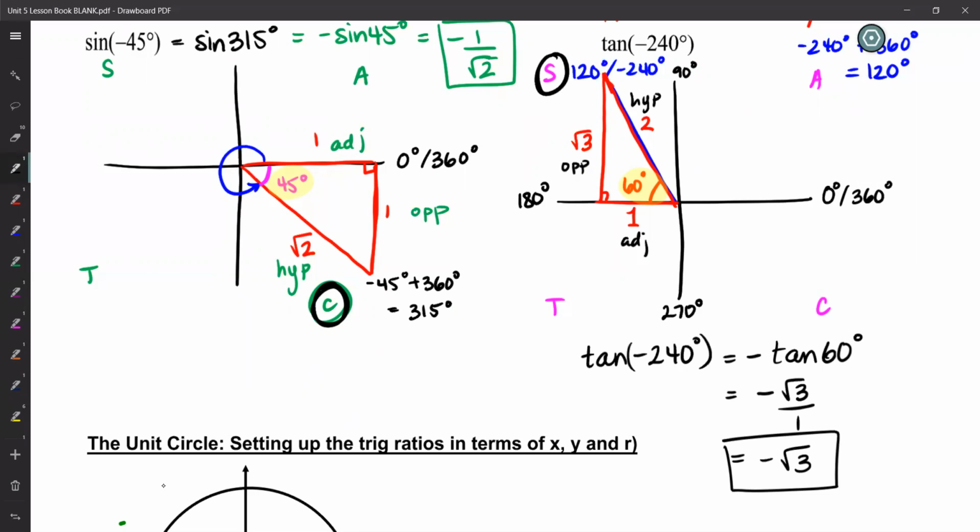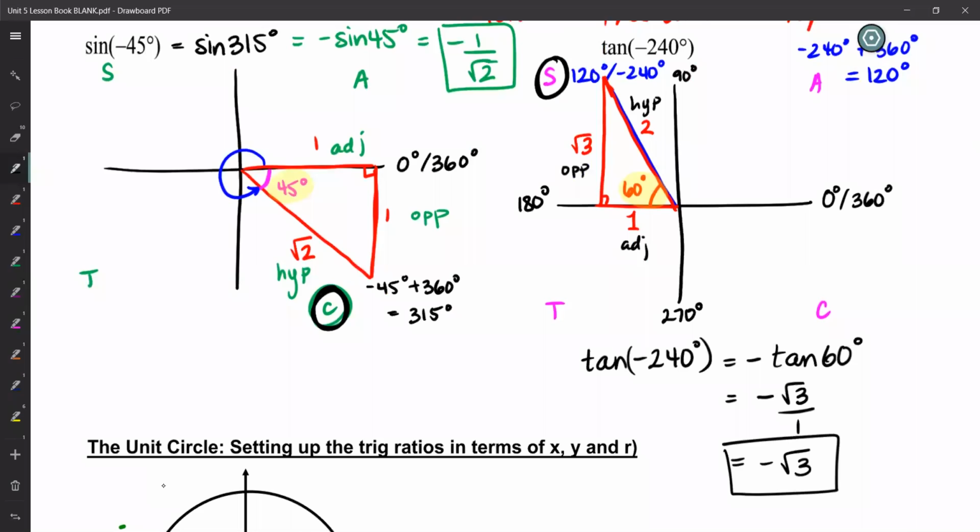The only thing that changes is that you need to express that as a positive angle first, and then you're just going to follow along with the same steps as usual. Okay, any questions that I can clarify here?